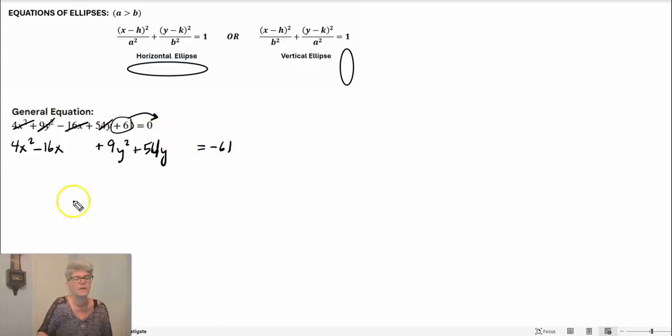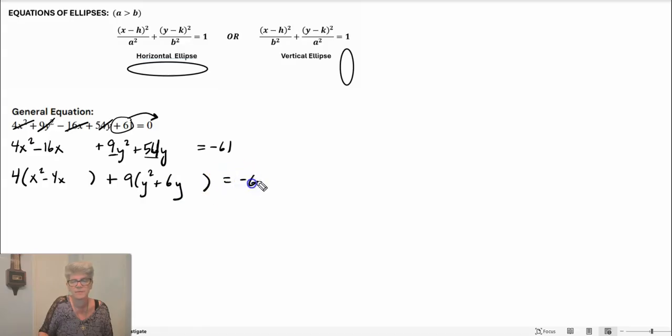Okay. Now I can factor out a 4. I could also factor out an x, but we're not doing that. We're just going to factor out the largest number that they have in common. And we're going to leave a bit of space. And then the largest number that these have in common is a 9. Then leave a bit of a space. Okay, now we're going to start completing the square.